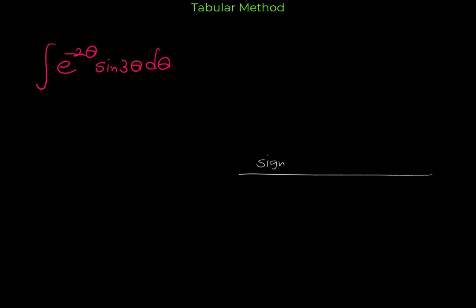Let's say we want to find integral of e to the power of negative 2 theta sine of 3 theta d theta. We make our table. Remember what was the table? Sign column, derivative column, integral column. Plus, minus, plus. In the derivative column you can put exponential or trig. I usually prefer to put the trig function in the derivative column, and I prefer to put the exponential in the integral column.